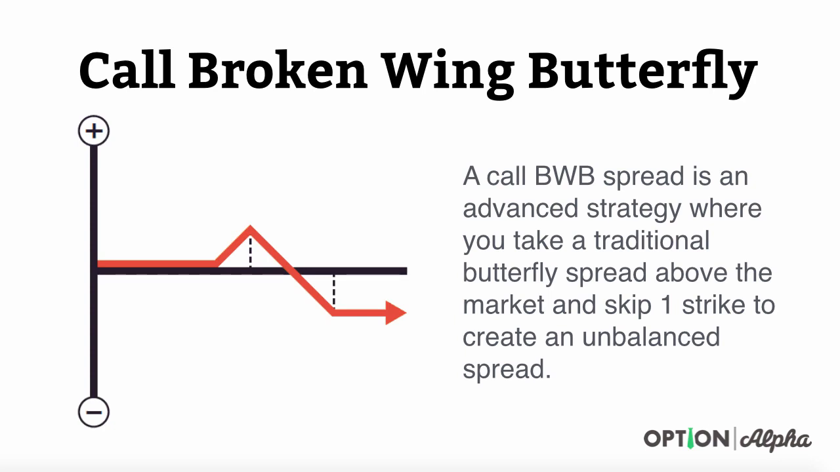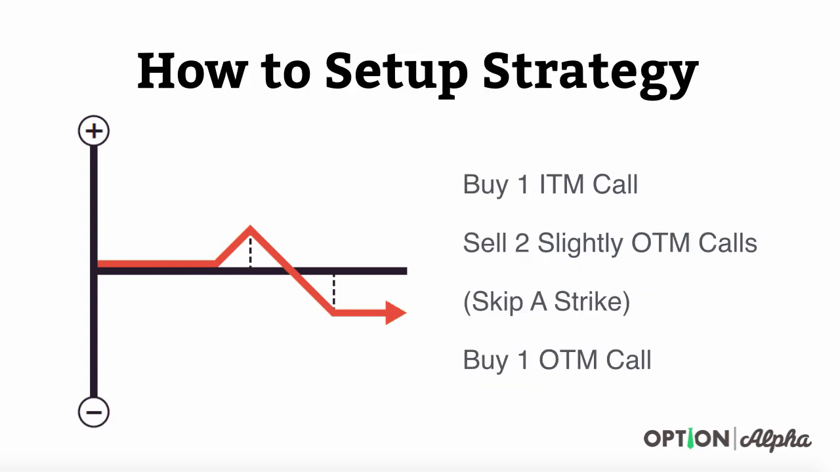And in today's video, I want to go over a call broken wing butterfly. So this broken wing butterfly spread is an advanced strategy where you take a traditional butterfly spread that you have above the market and you skip one strike when you create this spread to basically make it unbalanced. And you can see that's where it gets its name, this broken wing, because the right side of the profit loss diagram on your screen has kind of this lower wing than the left side. It's an unbalanced spread.